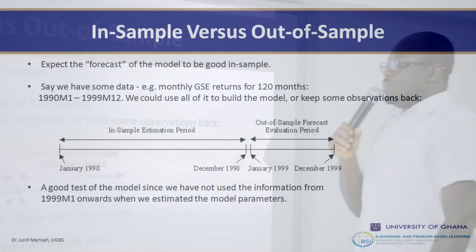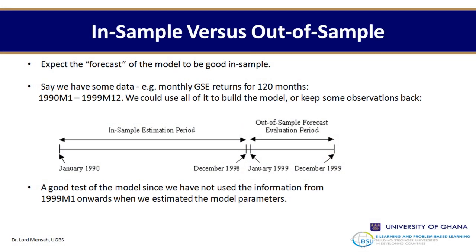Now, if you are forecasting, you have a series. If you want to forecast, the series has to be able to forecast within itself before you move out of the series. So we have in-sample versus what? Out-of-sample forecasting. So we expect the forecast of the model to be what? Good in sample.